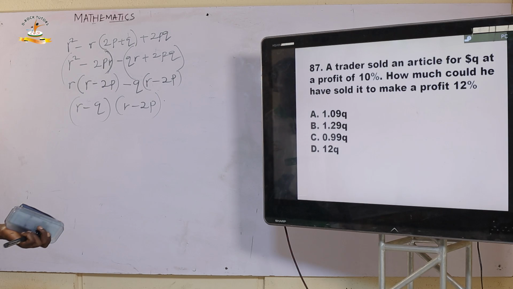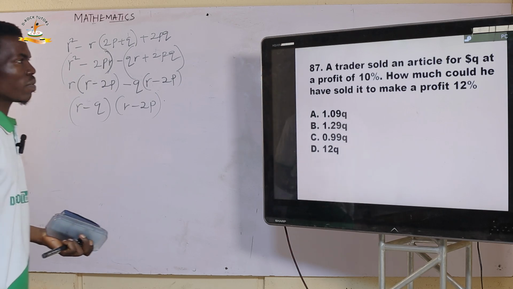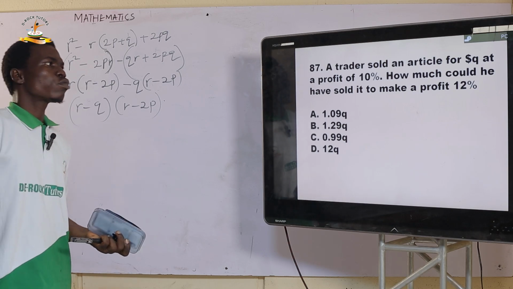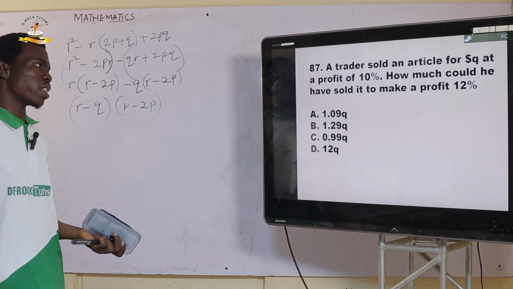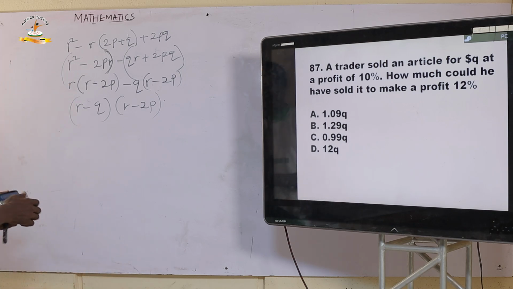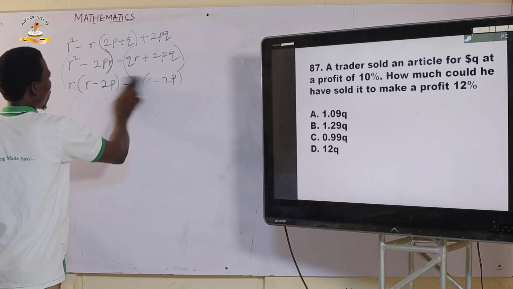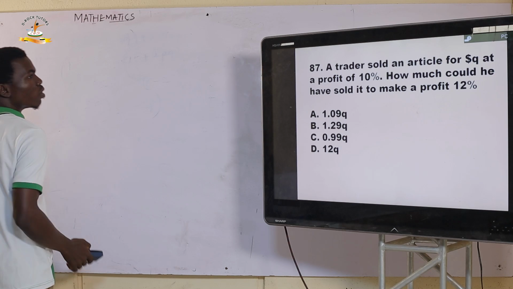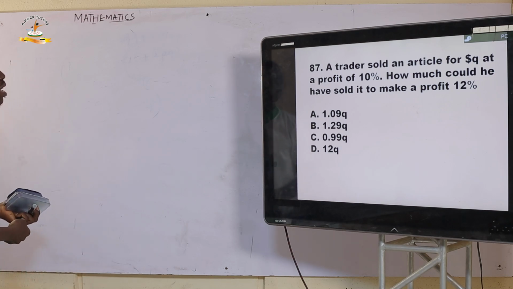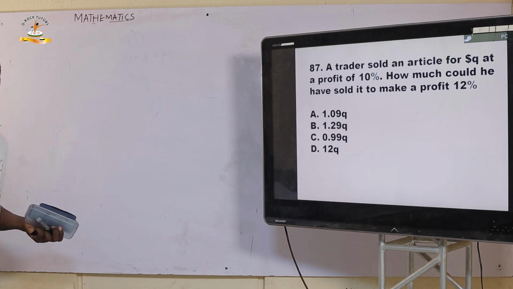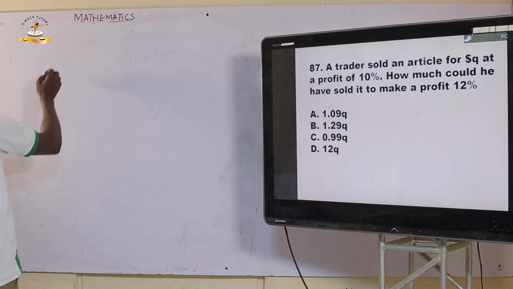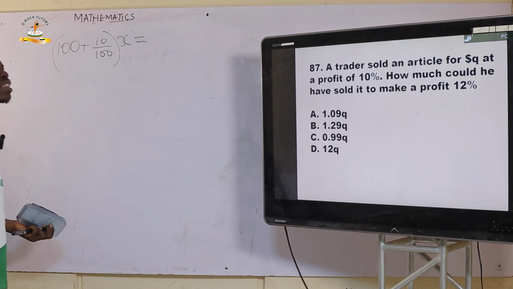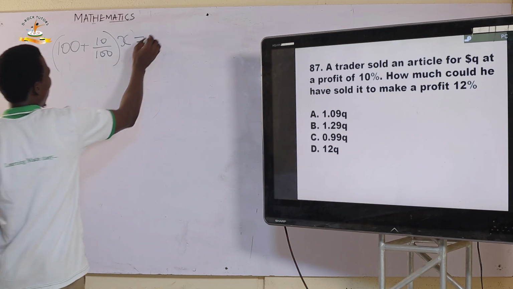A trader sold an article for few dollars at a profit of 10%. How much could he have sold it to make a profit of 12%? And it is a commercial arithmetic problem. So somebody got an article and sold it at the rate of Q dollars, while making a profit of 10%. What does it mean? It means that 100% of cost price, same thing as the price you sold it, is my Q.